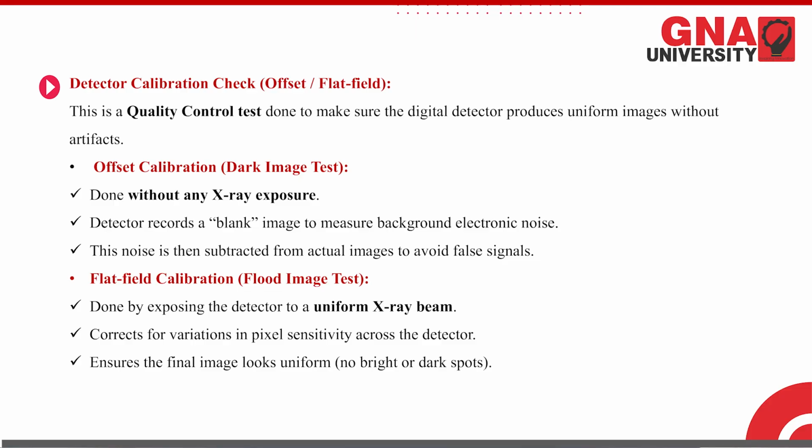So when we don't expose it, we record the small, minute signal which is automatically produced by the detectors. That signal will produce an image upon the display, and that image will be a black image. But that image is due to background noise, due to electronic noise of the detectors. After that, this noise is subtracted from the actual image to avoid any false signal.